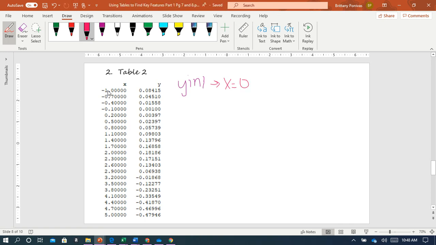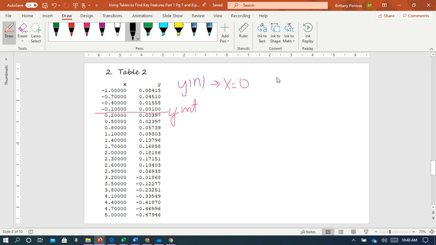So negative, negative, negative, negative, positive. So right in here is where x equals 0 would be. And we can't find it exactly, so let's just draw a line and put y-intercept. If this were a quiz question, it might say between what two y values is the y-intercept located.